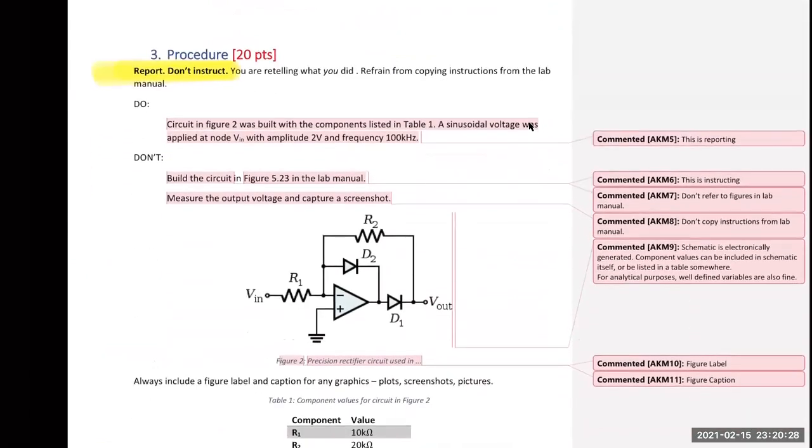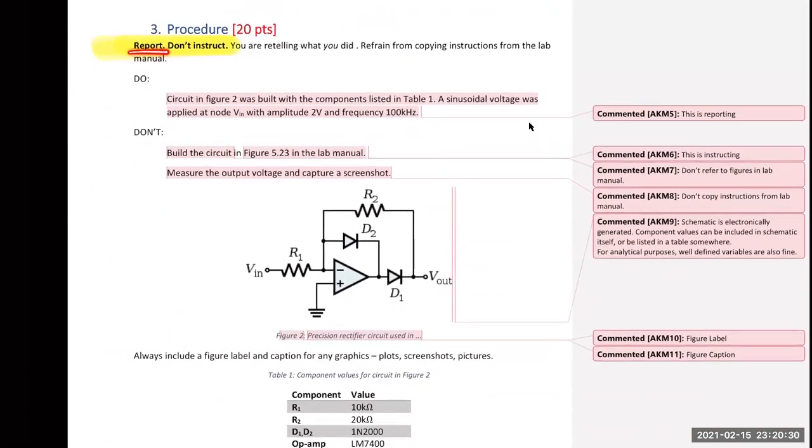Okay. And then procedure, again, report, don't instruct. You don't want to reference anything in the lab manual. If you need any circuit schematics to aid your discussion, then that should be included in your procedure section.